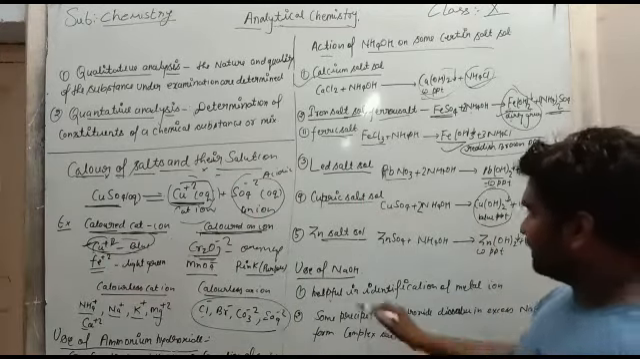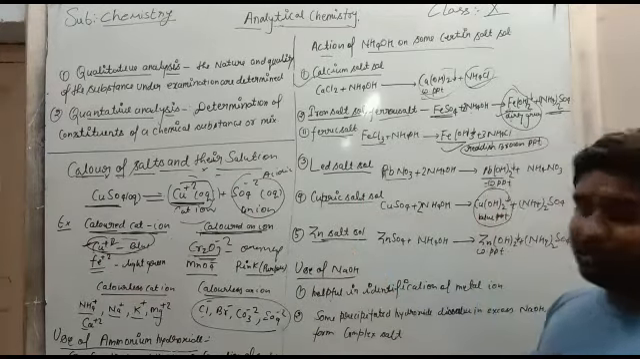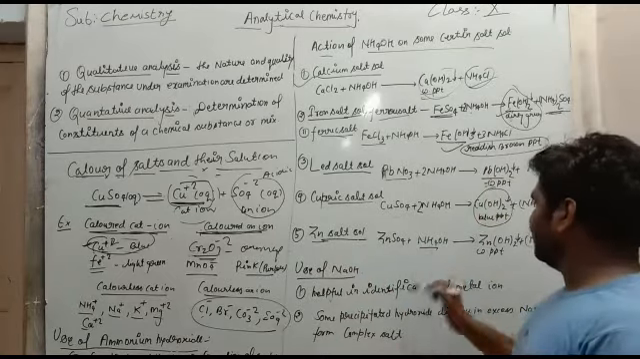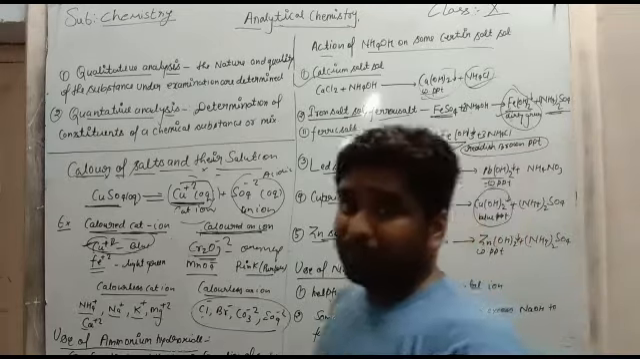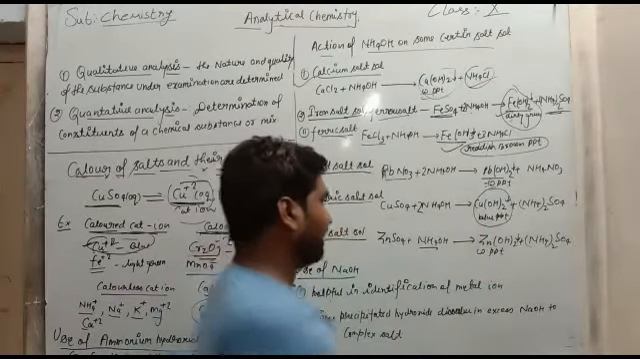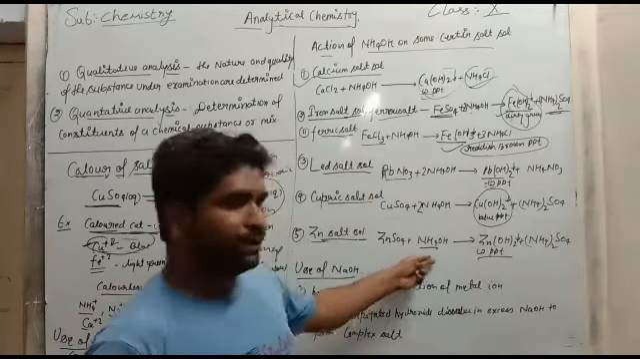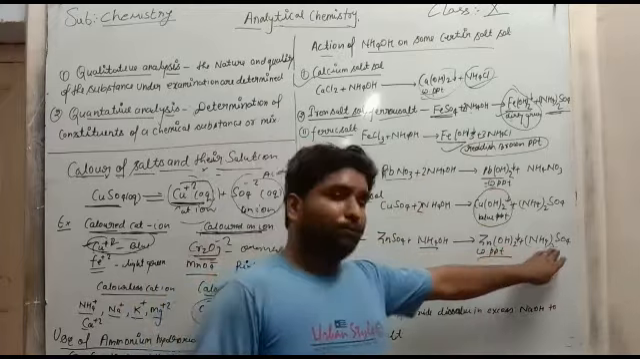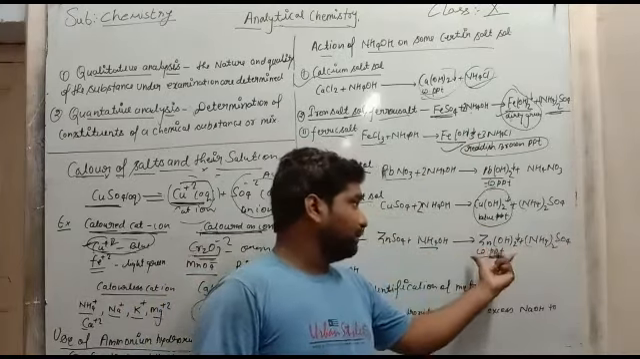Now next, zinc salt. When zinc salt reacts with ammonium hydroxide, we get a precipitate, and the precipitate has white color. Like this, zinc hydroxide. When zinc sulfate reacts with ammonium hydroxide, it gets converted to zinc hydroxide and ammonium sulfate, and the color of this precipitate is white.